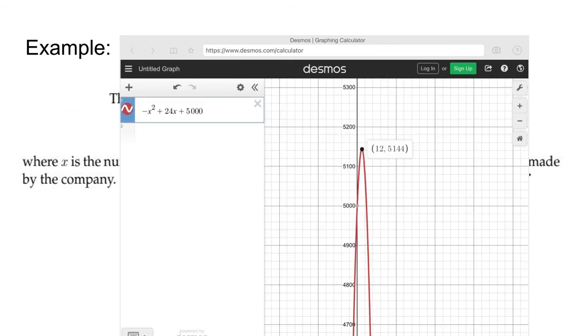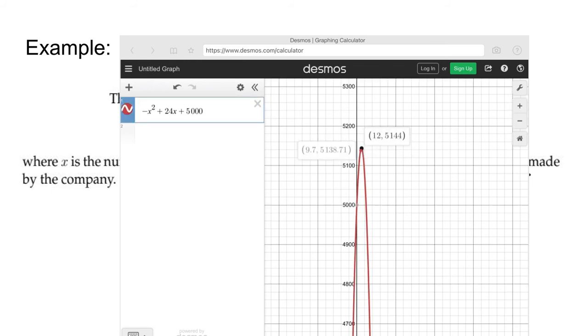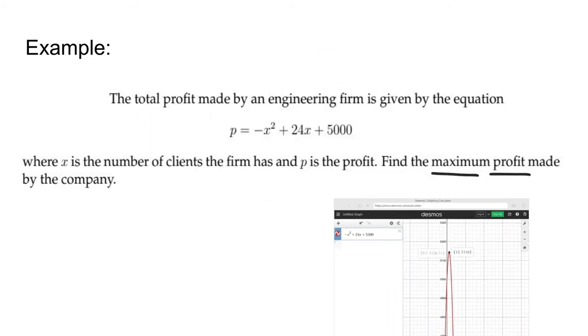My maximum value is located at this point, 12, 5,144. They're just asking about the profit. So what this is telling me is that with 12 clients, they reach a profit of $5,144. So the maximum profit is $5,144.